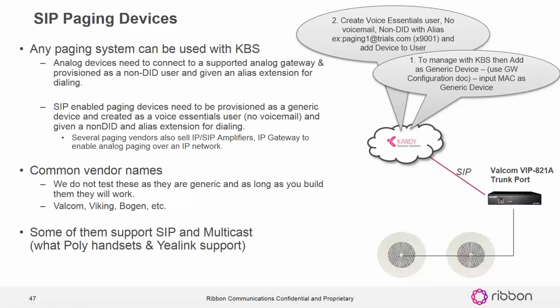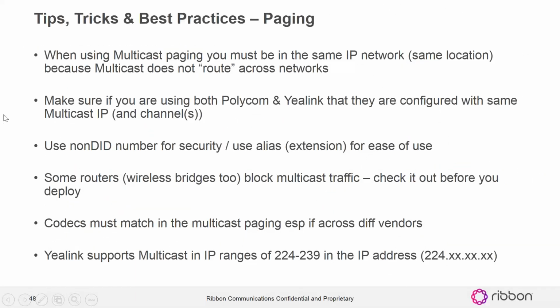You want that extension. So here I have called it paging1@trials.com with extension 9001. If you want to manage the device in KBS, you can do that. You'll want to connect this user to the device. Then that person would dial the number, and they would speak across the paging system and be done. A lot of those, like Valcom and Viking, have documents and PDFs that will show you how to set these things up. But we can show you in KBS how to do that.